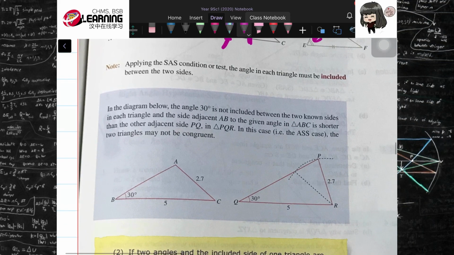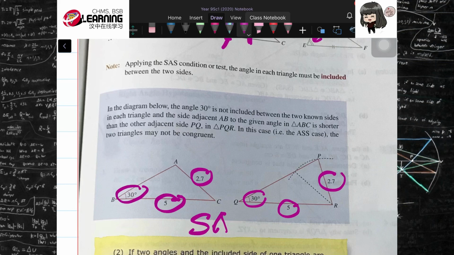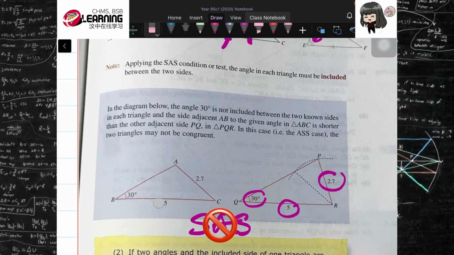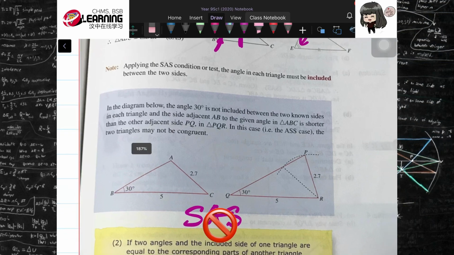Okay, how about this? Look at this. This is also side, and this is also side, and angle, this is also side. But we cannot say that this is angle, side angle, because the angle here is not included between two sides. This angle is opposite the side here.